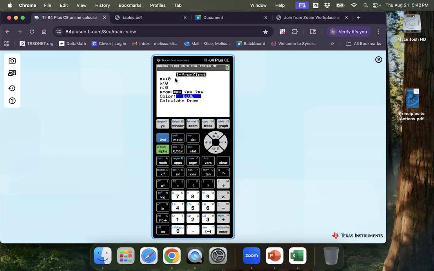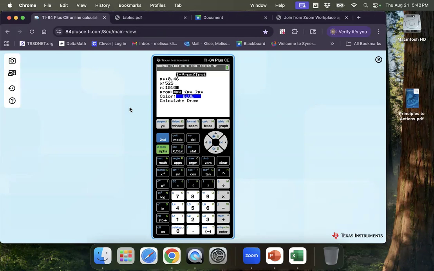It wants our P naught. Remember, our P naught is the proportion they gave us. So that was 0.46. The X value was the number of successes we have, which was 525. The N is the sample size, which was 1010.